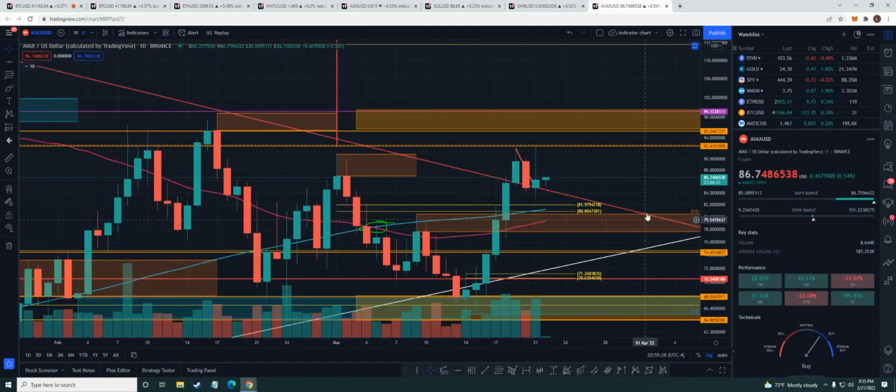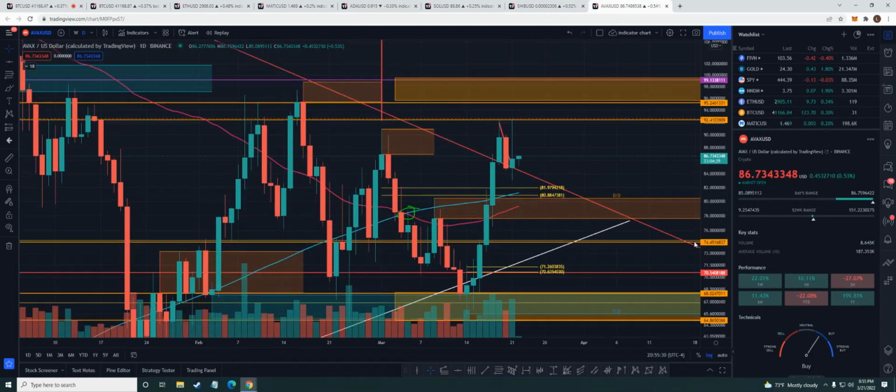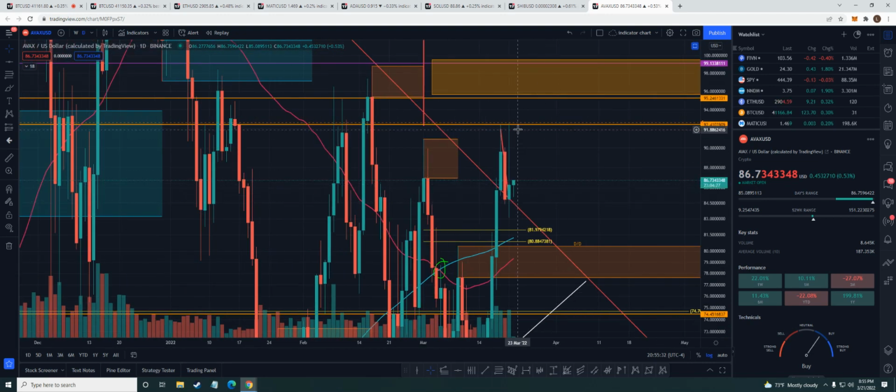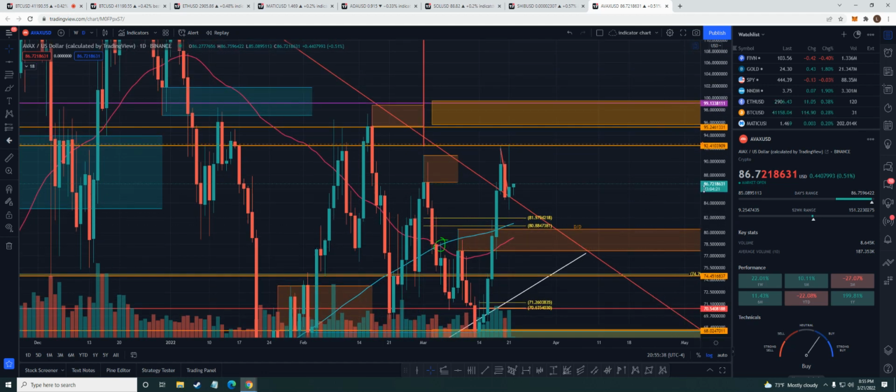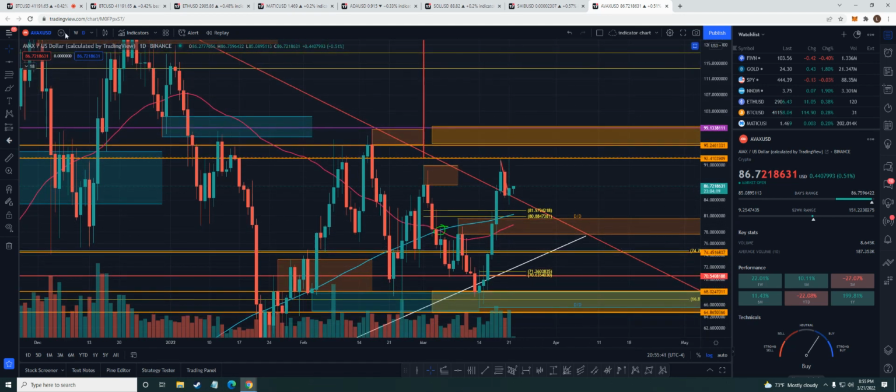Okay. Avalanche, guys. We talked about this 92 area. I had 90, and then I had to change it to 92 because we were $2 off on that one. That was the only one we were off on. Getting a higher time frame above there. How much time I got left? Not much. Higher time frame close above there on a daily.